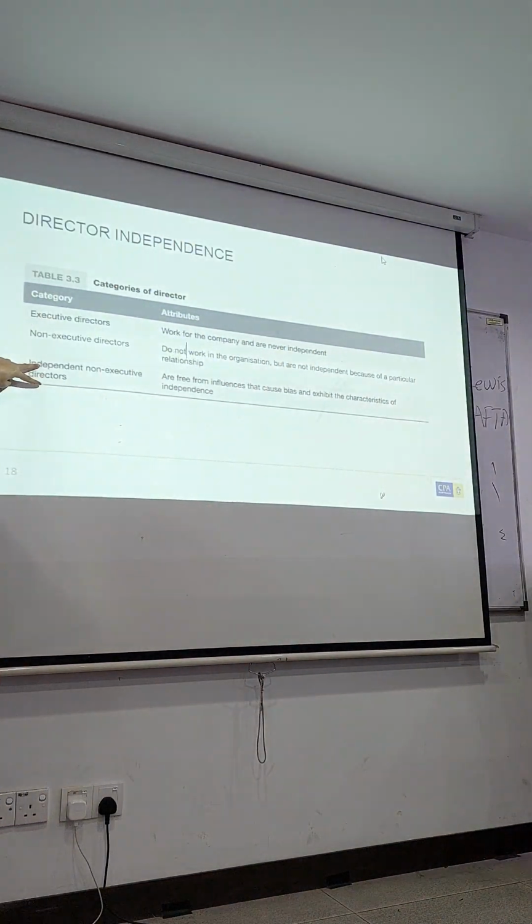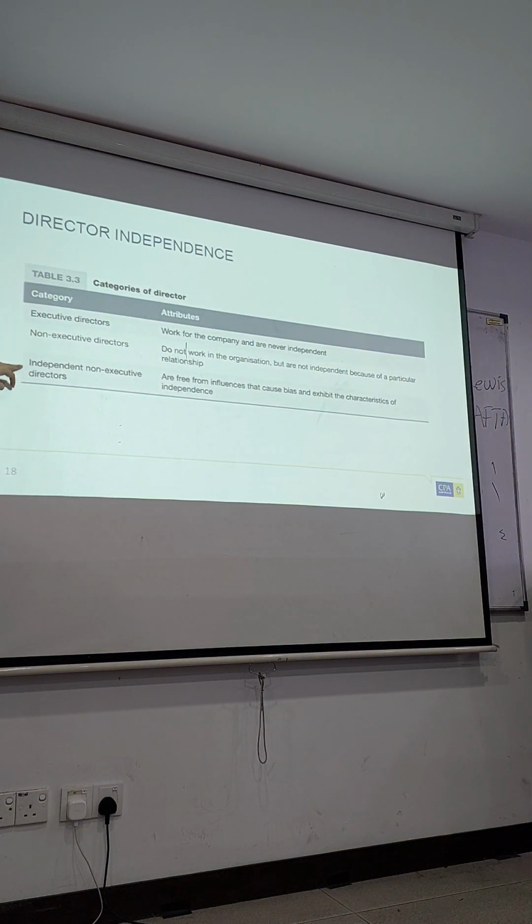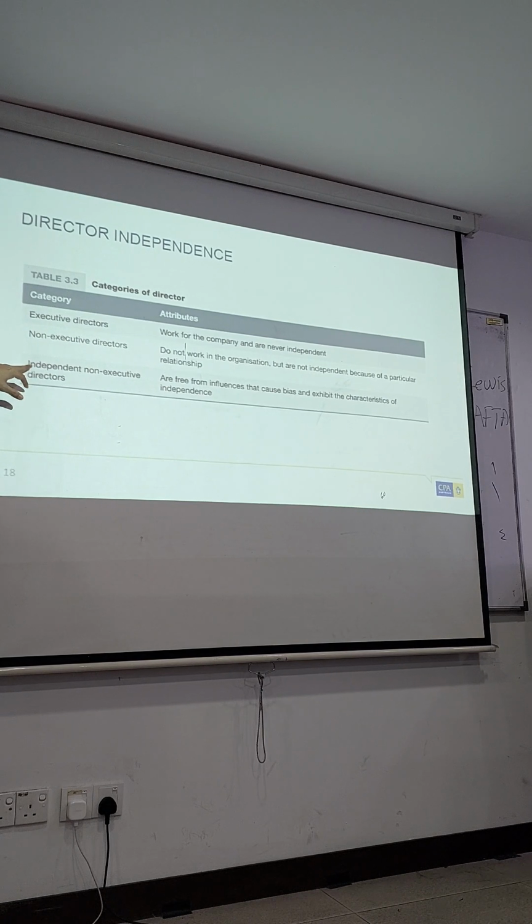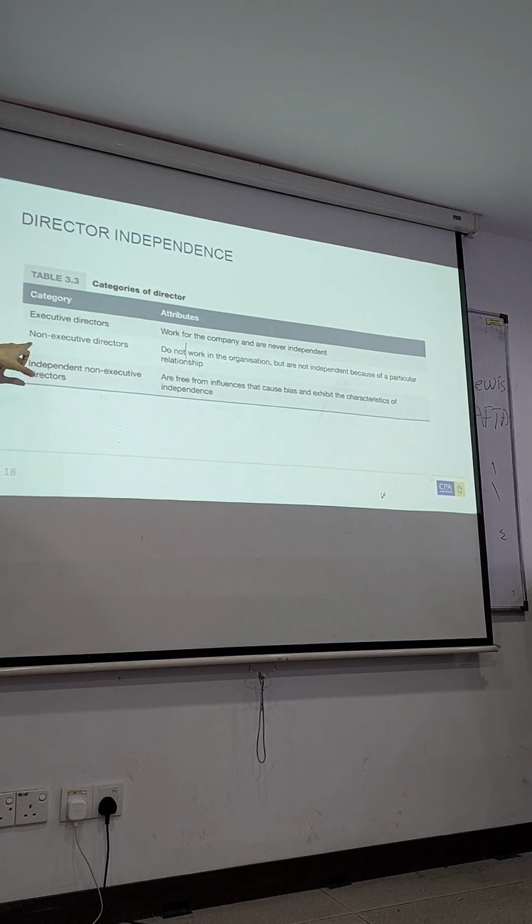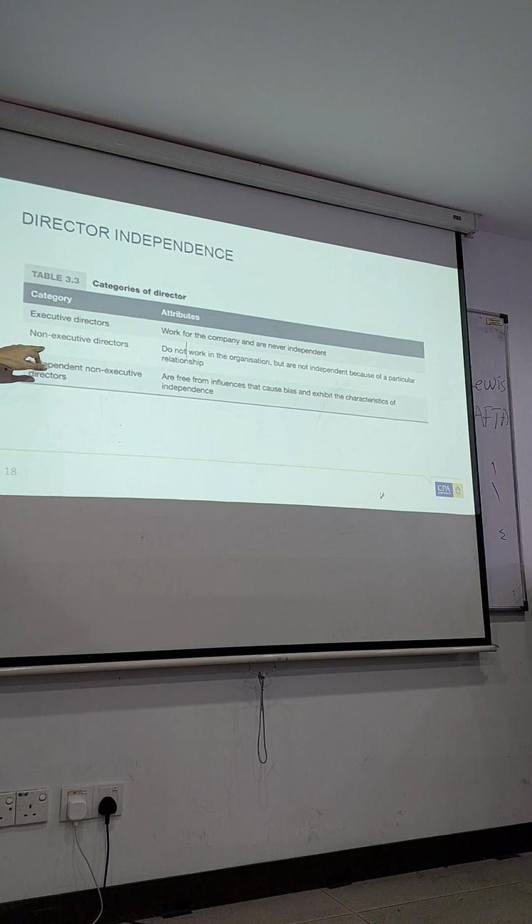There are two types of non-executive directors. This is independent. This is non-independent. But the book doesn't state the word non-independent, but you can consider it non-independent. What makes these directors not independent?